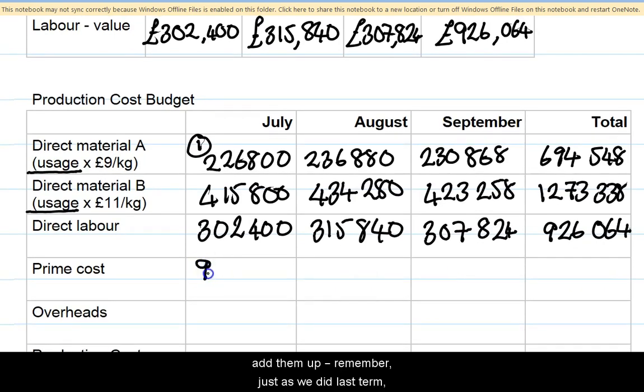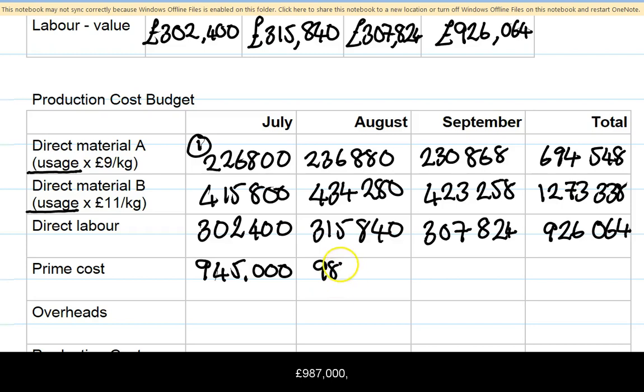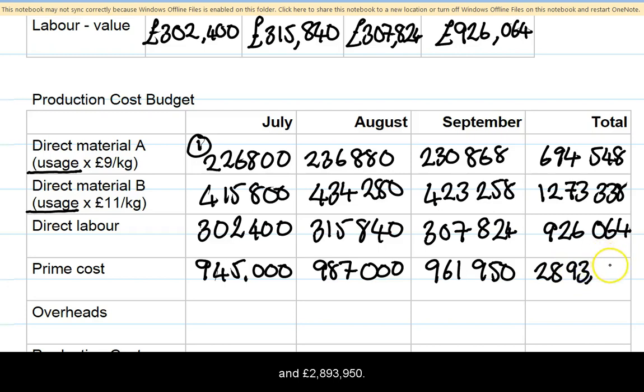Add them up. Remember, just as we did last term, our prime costs are all our direct costs. 948,000, 987,000, 961,950, and £2,893,950. So that's our prime cost.